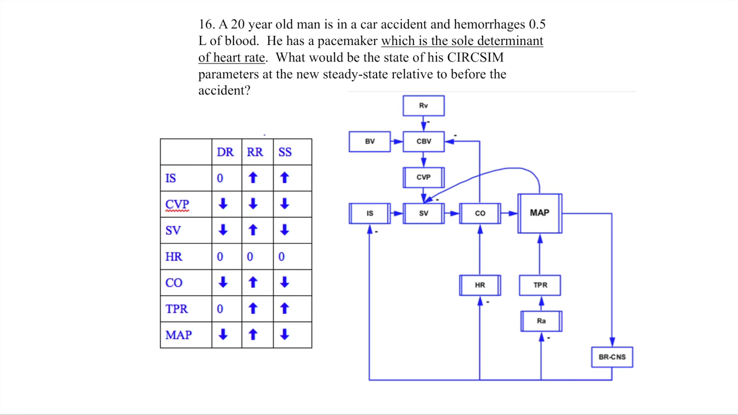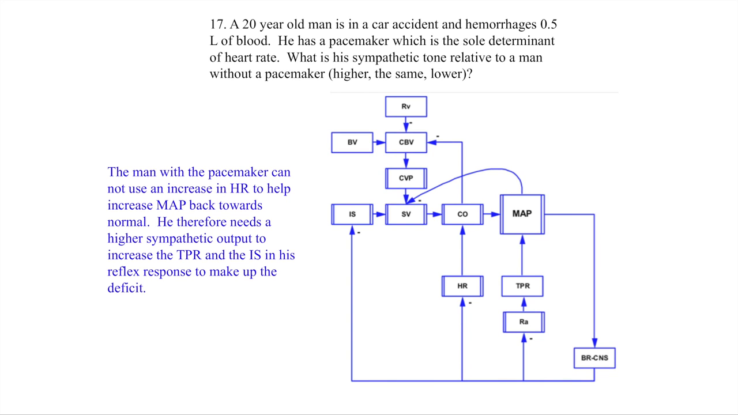Most of you guys did pretty well on the readiness assessment on that. You have a man who's in a car accident. Once again, he hemorrhages the blood. He has the pacemaker, and this time it's a slightly different question. What is his sympathetic tone relative to a man without a pacemaker?